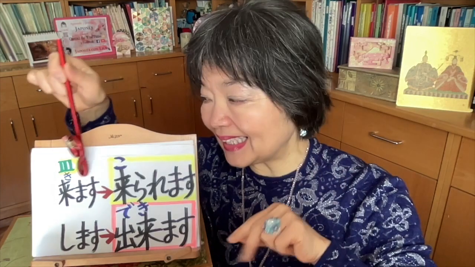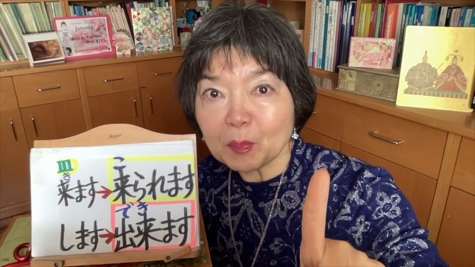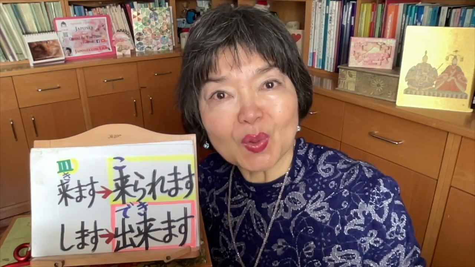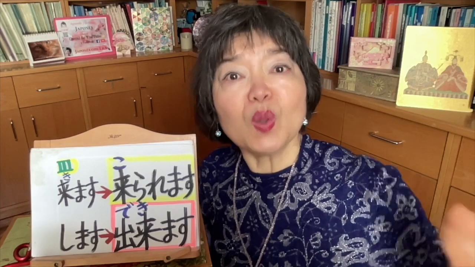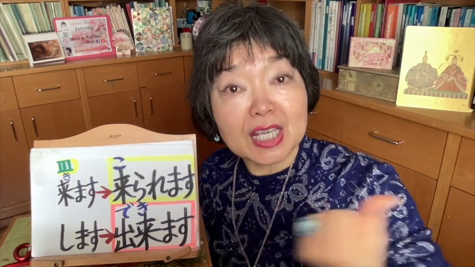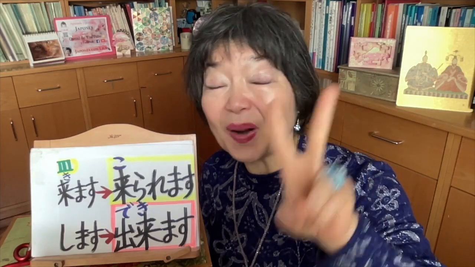来ます, with this kanji, to come, and します, to do. I'm going to tell you one important thing. You know in Japanese there are 3 groups of verbs. But in 可能動詞, these potential verbs that we're going to learn today, they are all second group. So even the third group is going to change to the second group. All of them are second group.